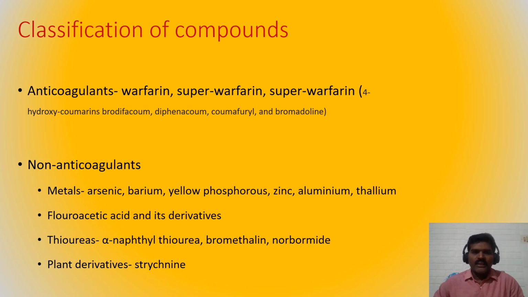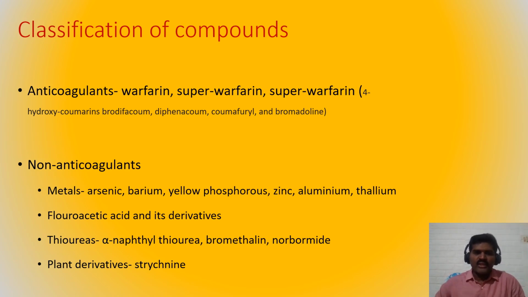There are mainly 2 classes of compounds which can be used as rodenticides and can harm humans when consumed. The first and foremost, most of the compounds in use nowadays, are anticoagulants, including warfarin and superwarfarins like hydroxycoumarins, bromadiolone, difenacoum, coumatetralyl, and brodifacoum.